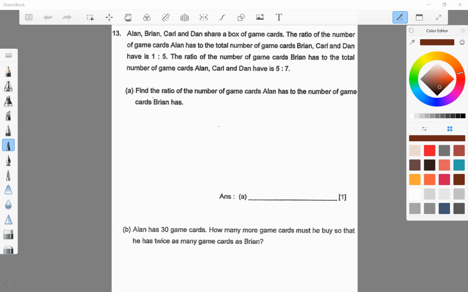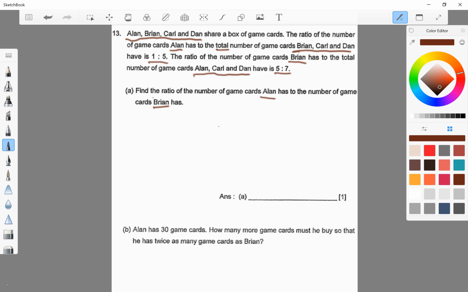Alan, Brian, Carl and Dan shared a box of game cards. The ratio of the number of game cards Alan has to the total number for Brian, Carl and Dan is 1 to 5. And the ratio of the number of game cards Brian has to the total number for Alan, Carl and Dan is 5 to 7. So the question is asking us to find the ratio of Alan to Brian.